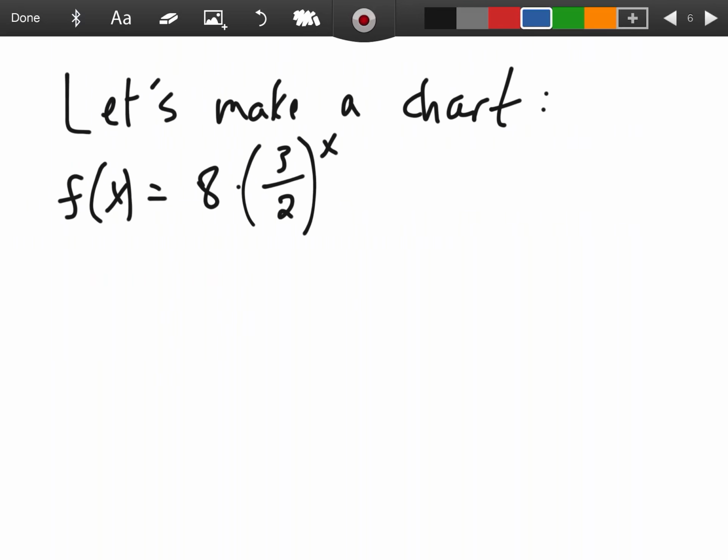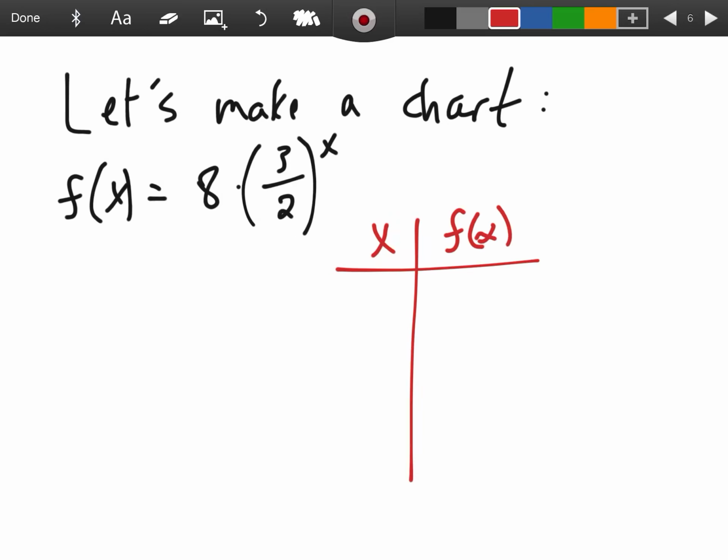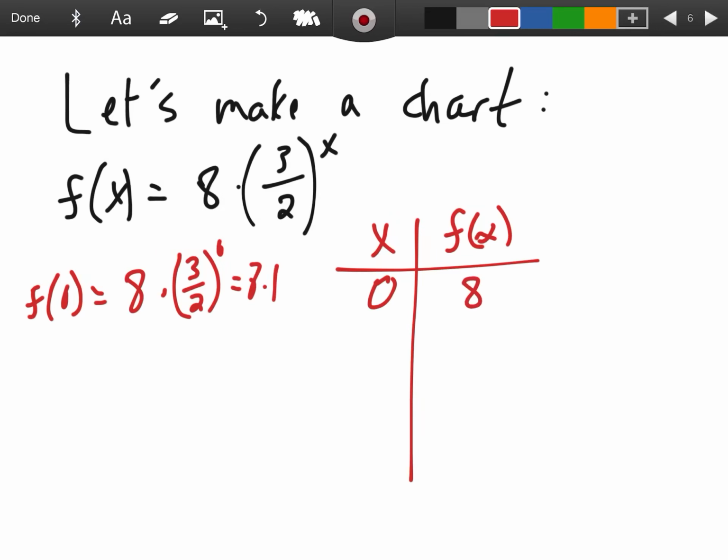All right, so let's use a chart just to take a look at my exponential growth and exponential decay. So this first one, I have 8 times 3/2 to the x. So I'm just going to plug in some values here. Here's my x, here's the f of x that I get out. Let's start just by plugging in 0. Okay, f of 0 is going to give me 8 times 3/2 to the 0. Well, that's 8 times 1. 8 times 1 is just 8.